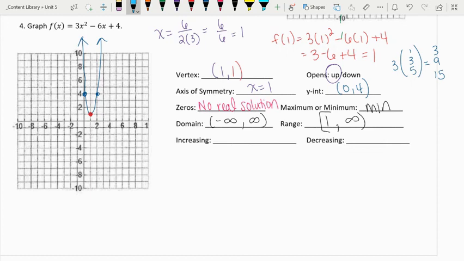Last step is our increasing and decreasing. So it is, again, cut in half with the axis of symmetry. On the left, if you read it from left to right, it is decreasing this time. So from negative infinity to 1, it's decreasing. And then 1 to infinity, it's increasing.